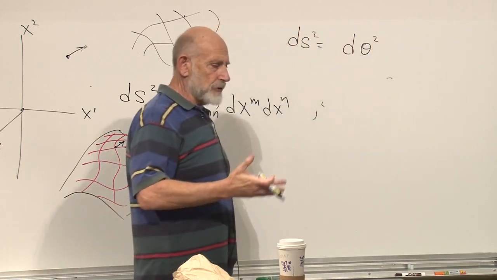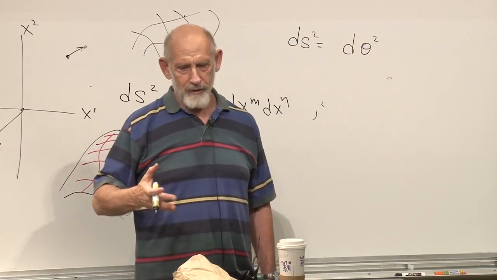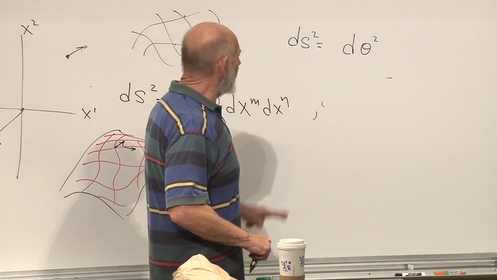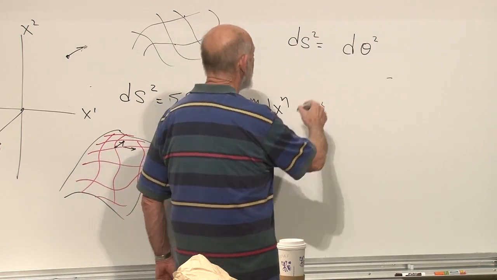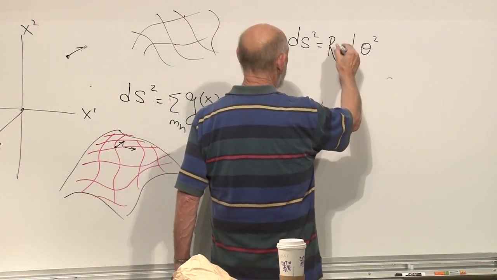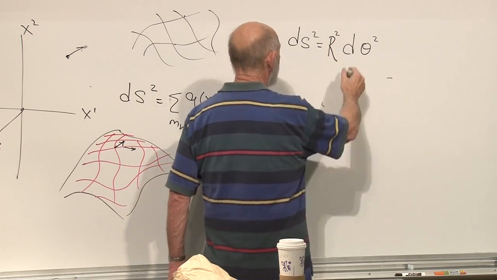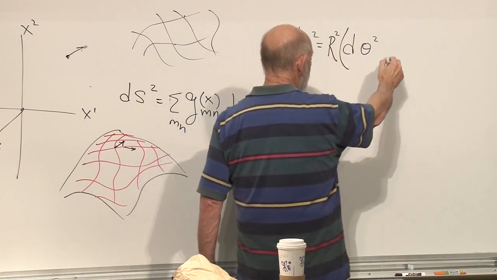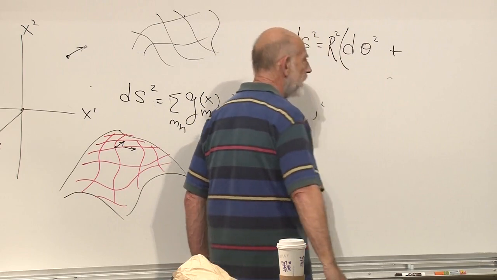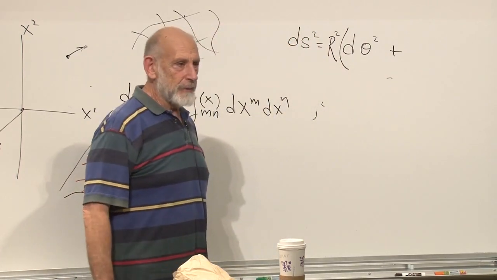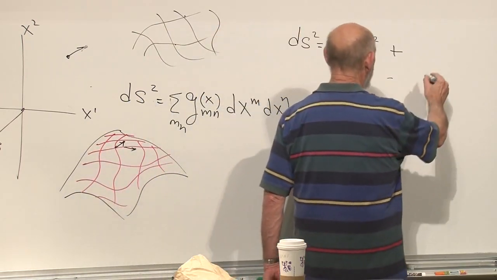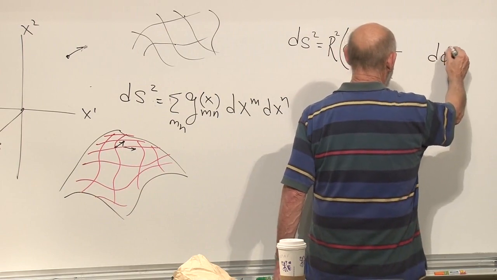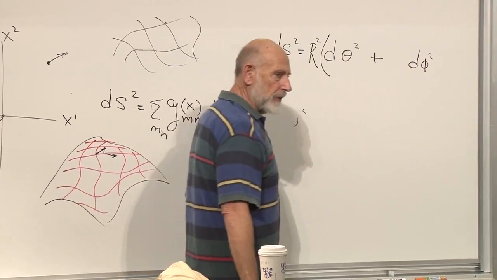Theta, which one is which? Latitude. Theta is latitude. It's the square of the radius of the Earth, d theta squared, and then what's the other one, remember? Well, there's a d phi squared. But it can't just be d phi squared.